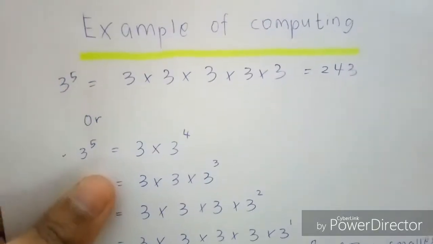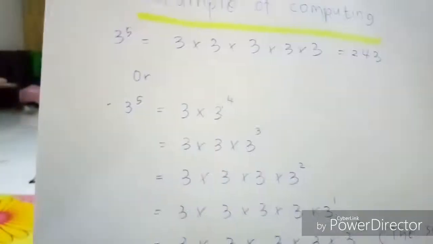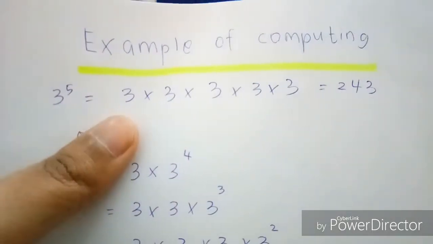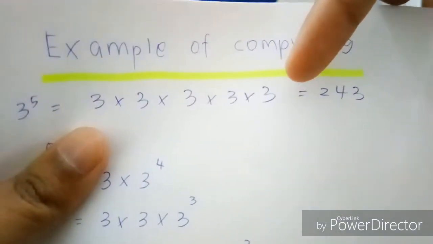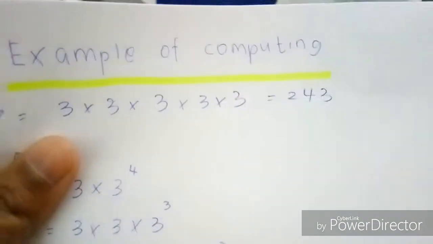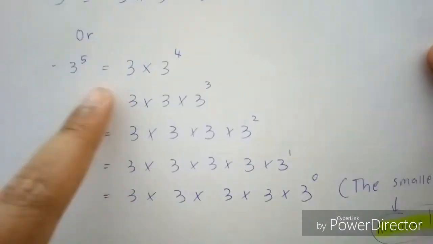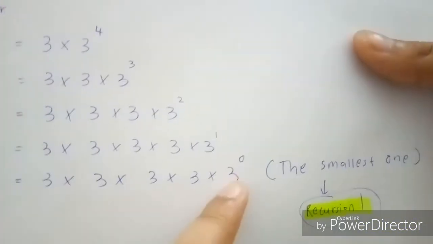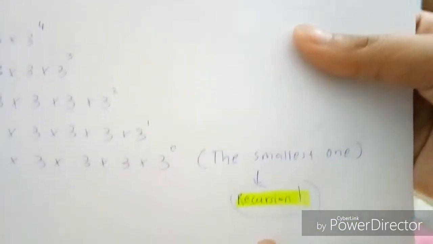I will give an example of computing a recursion process. For example, we want to compute 3^5. In one way we can do 3 times 3 times 3 times 3 times 3, five times, and we get the answer. Or in another way, we can do 3 power of 5 is equal to 3 times 3 power of 4, and we can continue until we get to the smallest one, power of 0.